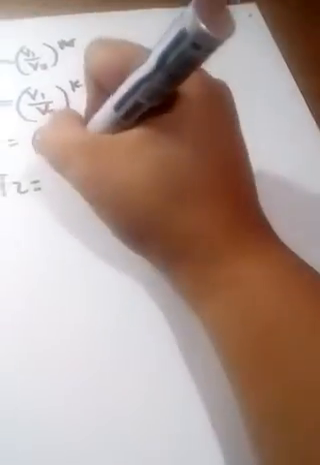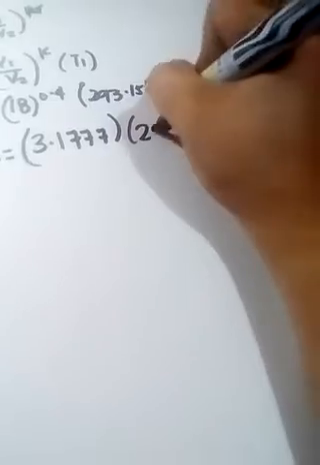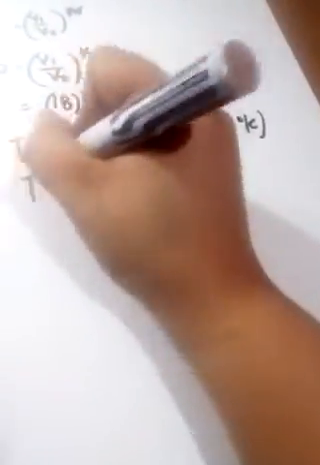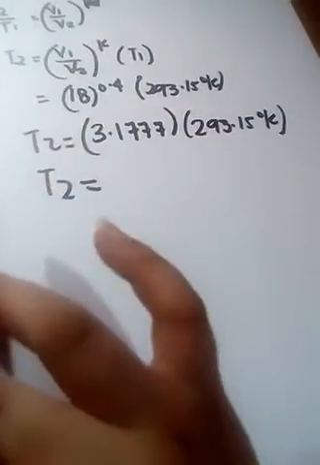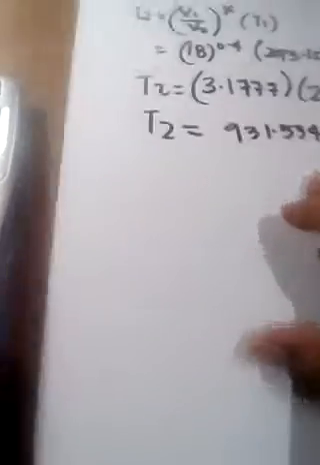So we have here 3.1777 times 293.15 degrees Kelvin. Therefore, T2 is equal to, so let's solve the answer times 293.15 here. So T2 is 931.5344 degrees Kelvin. Now, let's solve for P2.